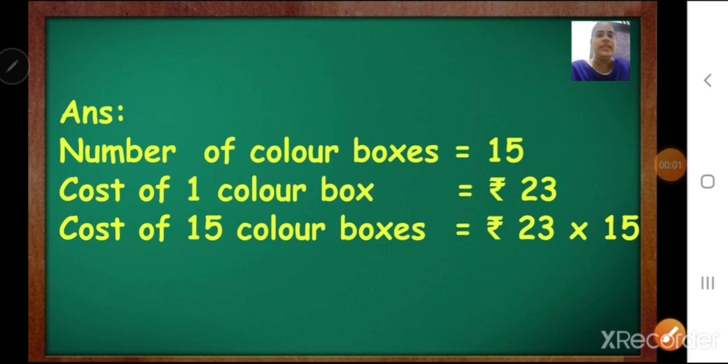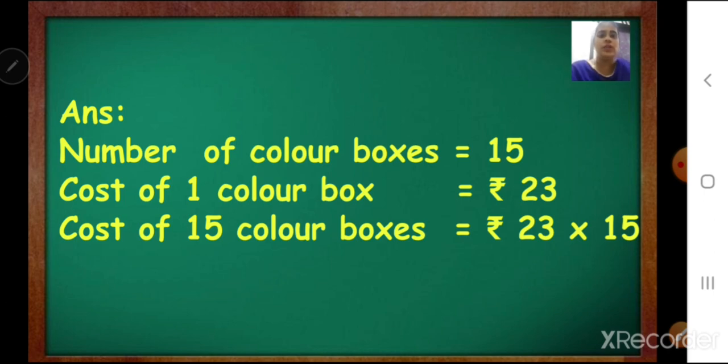In this manner we can frame the statements. The first statement we can write is number of color boxes, correct? So she purchased how many color boxes? 15. So that we will write first, number of color boxes. The second statement we can write as cost of one color box, right? This is the information that is given to us. The next statement, the cost of one color box, which is equal to 23. And what we have to find out will be the third statement, that is cost of 15 color boxes.